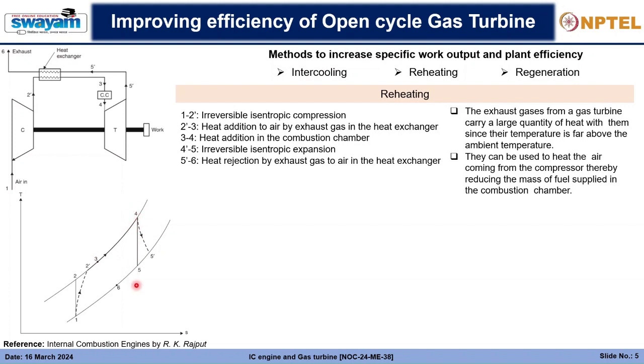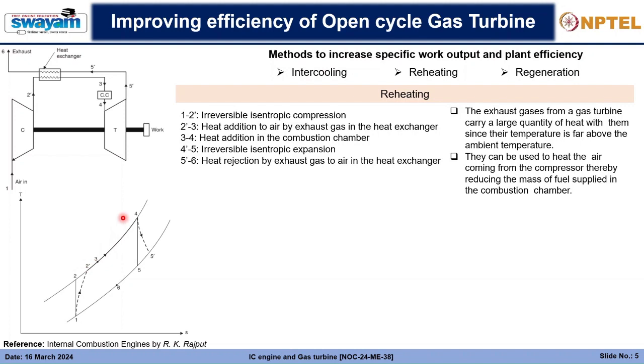And then at 4 there is the expansion stage, and at 5' the exhaust gas comes out of the turbine. This exhaust gas will now cool to 6, and in the process of cooling it will impart the heat of this exhaust gas to the air just coming out of the compressor. So that way the heat is regenerated, and that's why it is called regeneration. And in that way the net heat supplied is decreased.